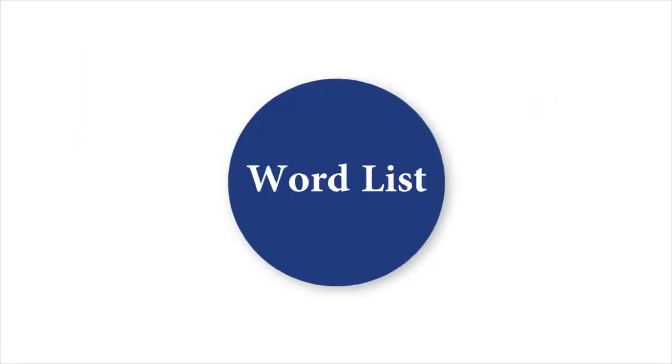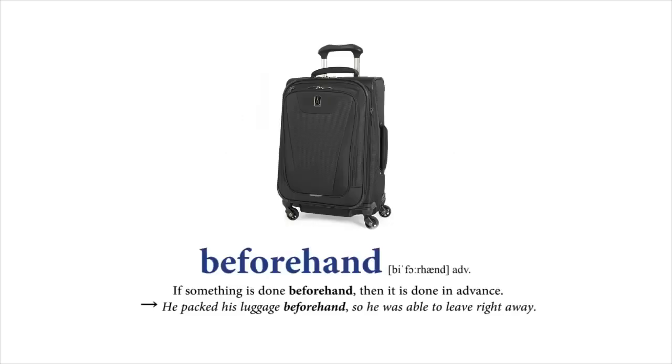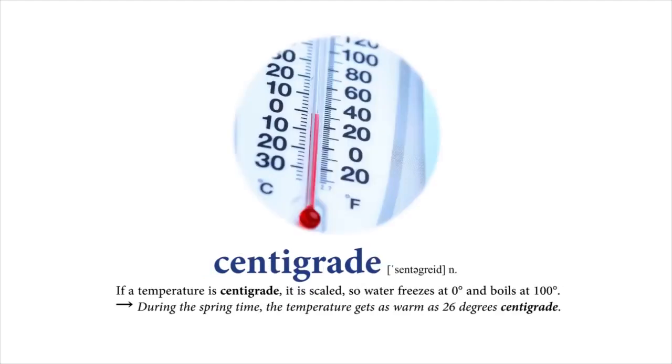Unit 18. Word list. Beforehand. If something is done beforehand, then it is done in advance. He packed his luggage beforehand so he was able to leave right away. Centigrade. If a temperature is centigrade, it is scaled so water freezes at 0 degrees and boils at 100 degrees. During the springtime, the temperature gets as warm as 26 degrees centigrade.